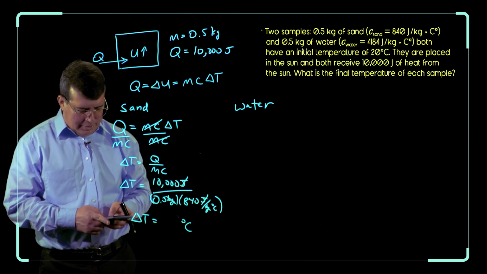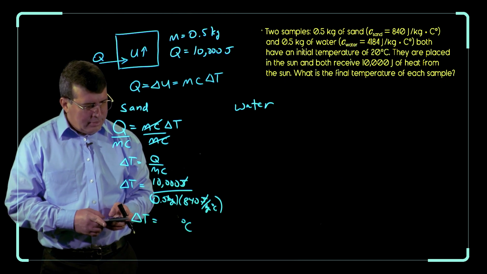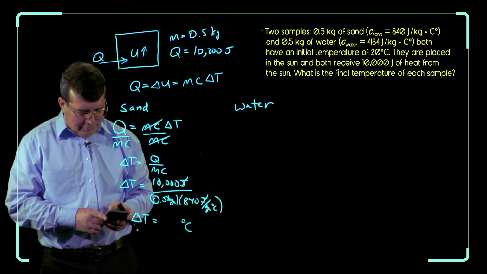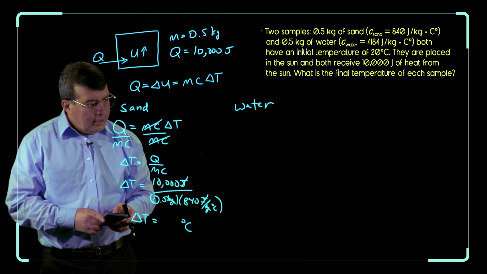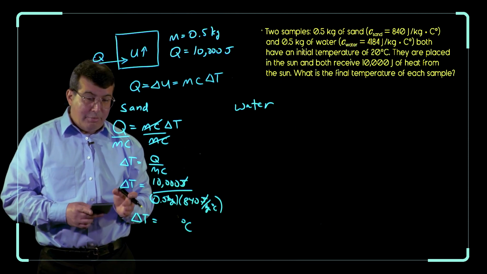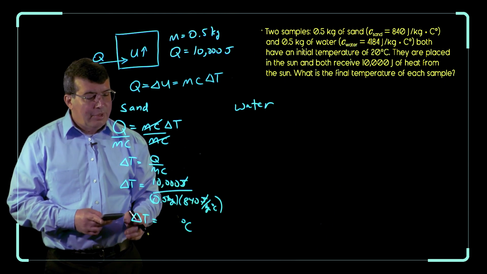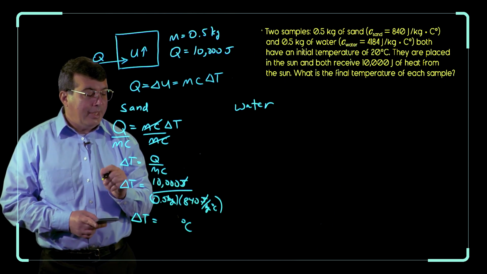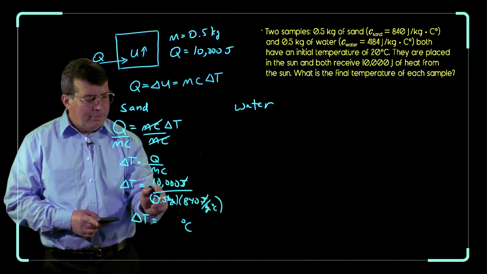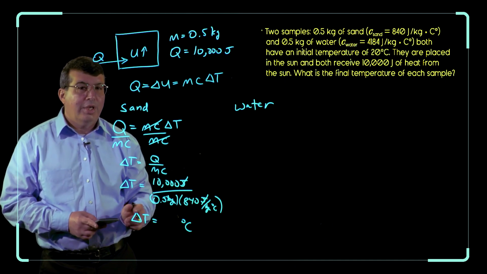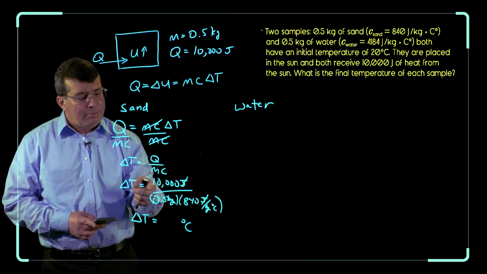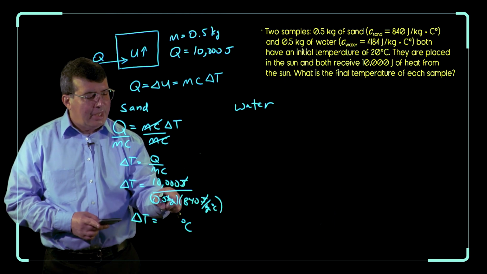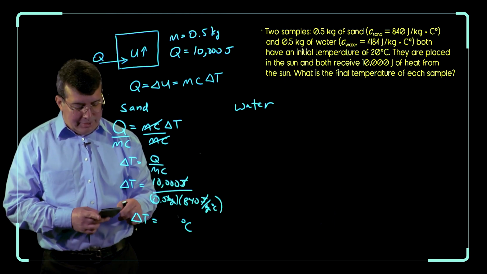Let's do our numbers. 10,000 divided by 0.5 and also divided by 840 joules per kilogram degree C. Now remember, since you're dividing by both of these numbers, you either need to put the division sign twice, so it'd be 10,000 divided by 0.5 divided by 840, or you need to put parentheses around your whole denominator. So it'd be 10,000 divided by parentheses 0.5 times 840 and a closed parentheses.